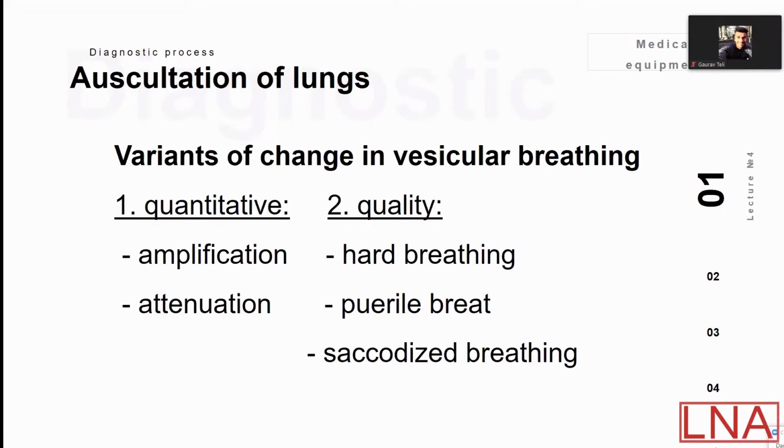So surely there are some variants of change in vesicular breathing, like the main respiratory sounds. The first group is quantitative changes like amplification and attenuation, and the next one is qualitative, like hard breathing, puerile breathing, which we discussed already, and saccadic or intermittent breathing. So changes of vesicular breathing are differentiated into two groups: amplification and attenuation, and then hard breathing, puerile breathing, and saccadic or intermittent breathing.